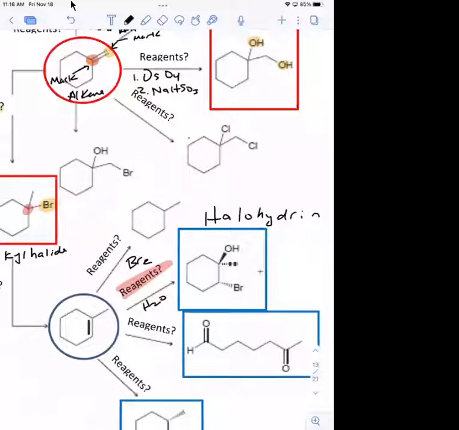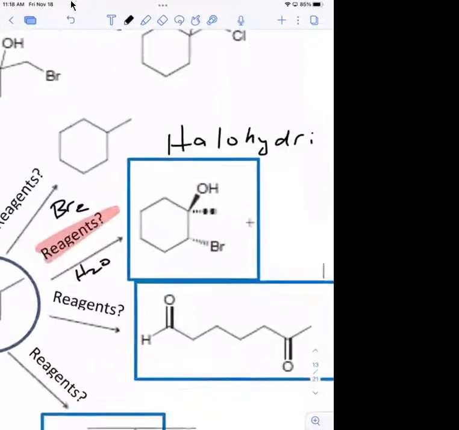Usually, if you do Br2 by itself, then the other bromine will just come in. But with halohydrin synthesis, water opens the ring. And if you notice, again, trans stereochemistry. The OH and the Br are on opposite sides, just like in a halogenation, where the two bromines would be on opposite sides.